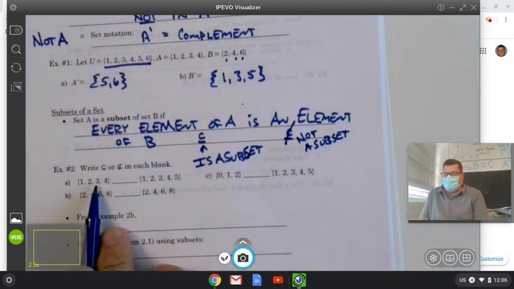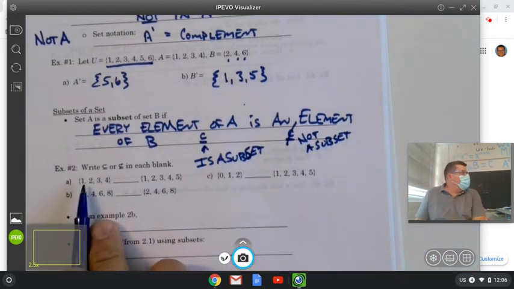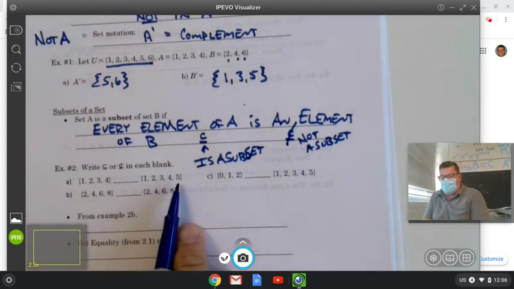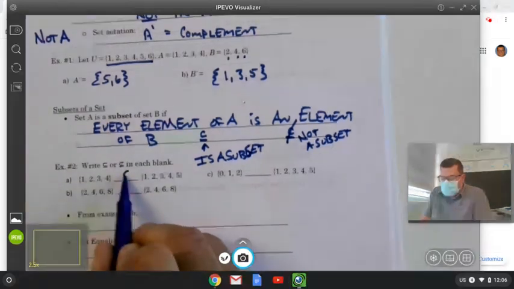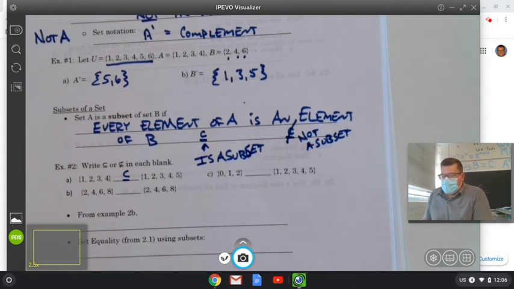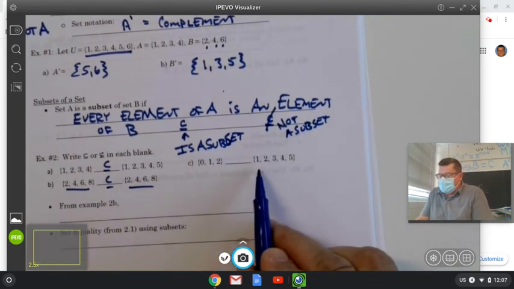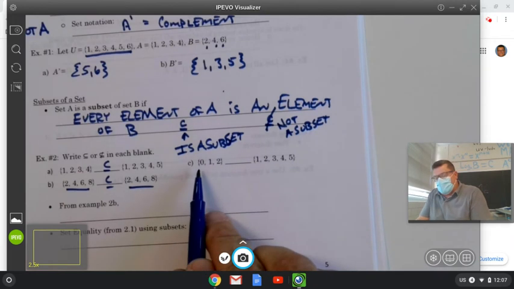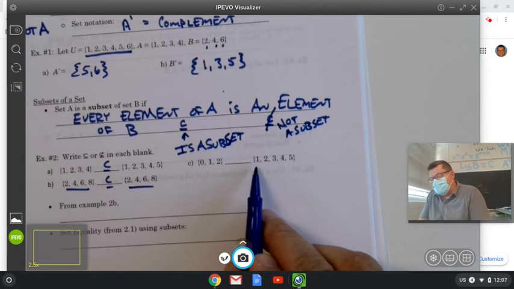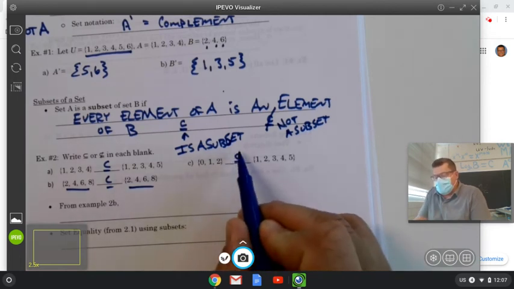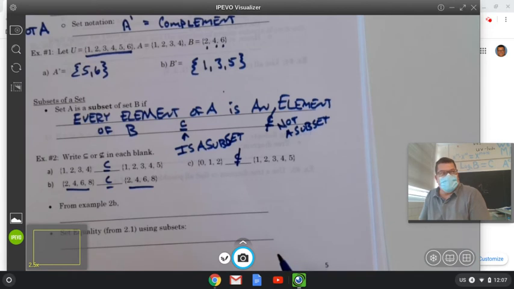So, 1, 2, 3, 4 and 1, 2, 3, 4, 5: is every element from A also an element from B? Yes. So the symbol we put in there is a subset. How about 2, 4, 6, 8 and 2, 4, 6, 8? Is every element from A also an element of B? If so, it's a subset. 0, 1, 2 and 1, 2, 3, 4, 5. Is every element here also an element here? It is not a subset. And that's how it works.